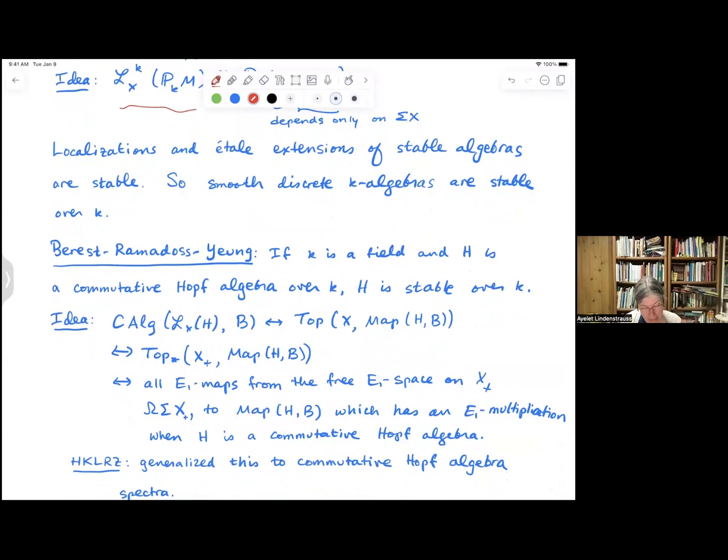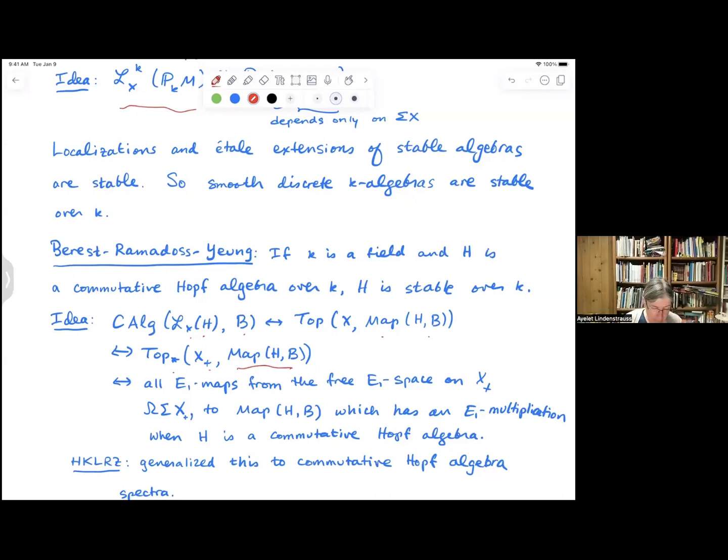And the idea there is that by one of the properties of Loday constructions, commutative algebra maps from the Loday construction over X of H to a commutative algebra B are in bijection to continuous maps between X and maps from H to B of commutative algebras. And if I want, this has a one-to-one correspondence with pointed maps, adding a base point to X, because the base point has to go to the zero map.